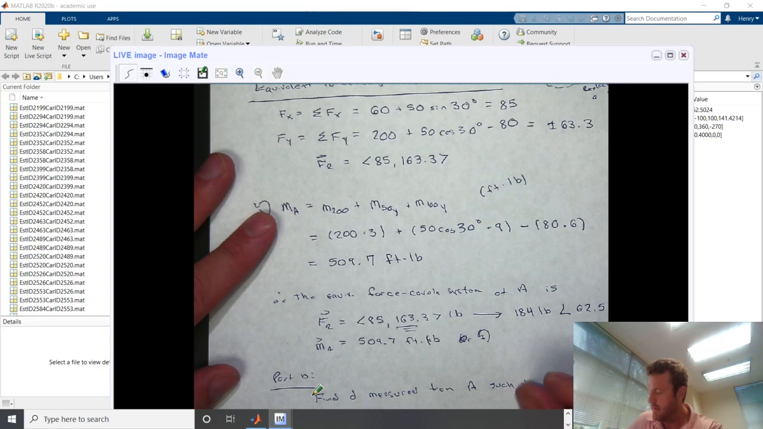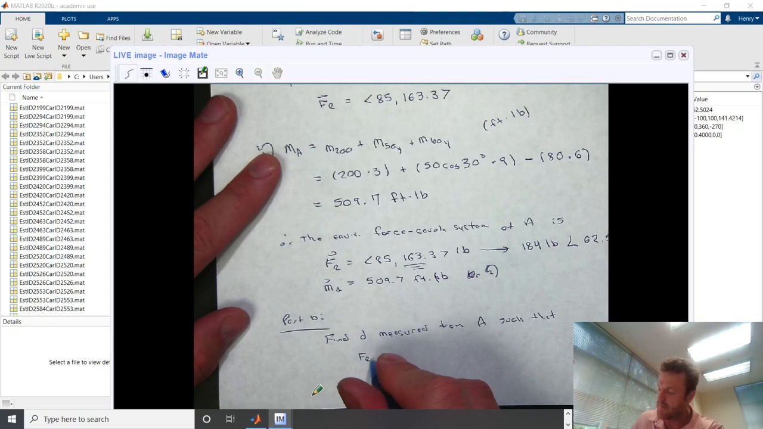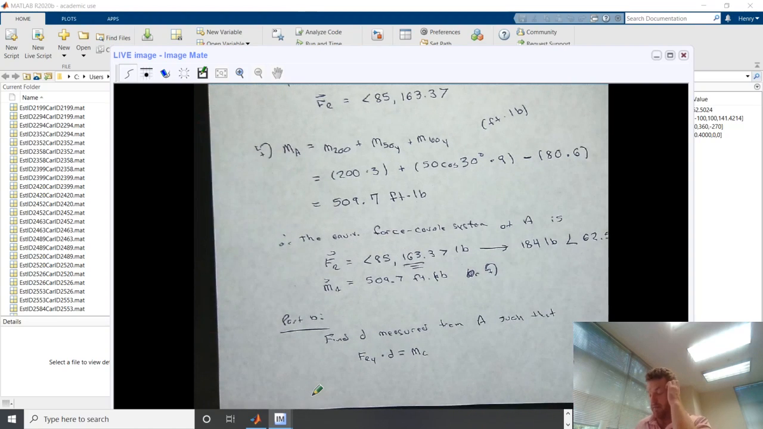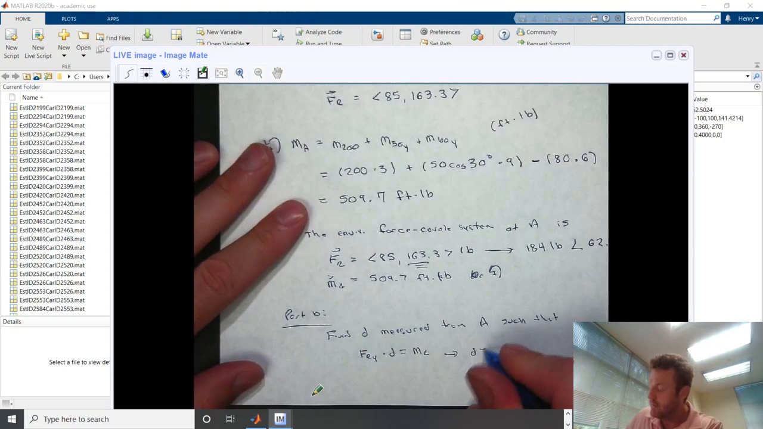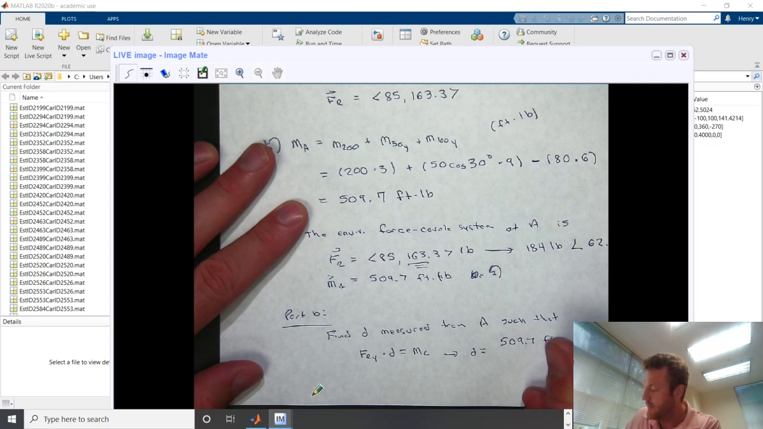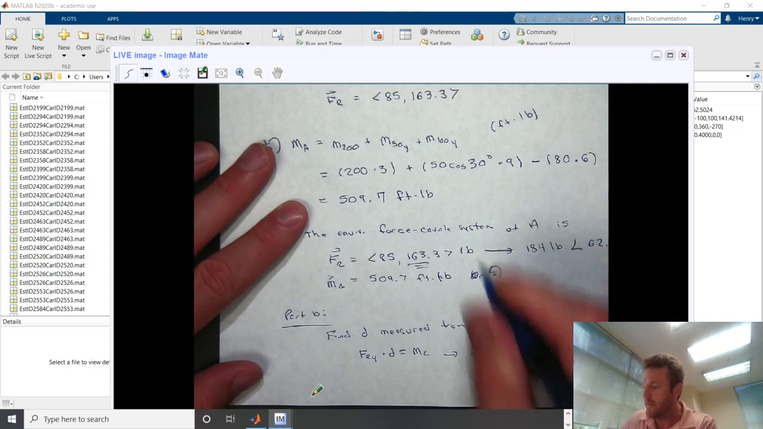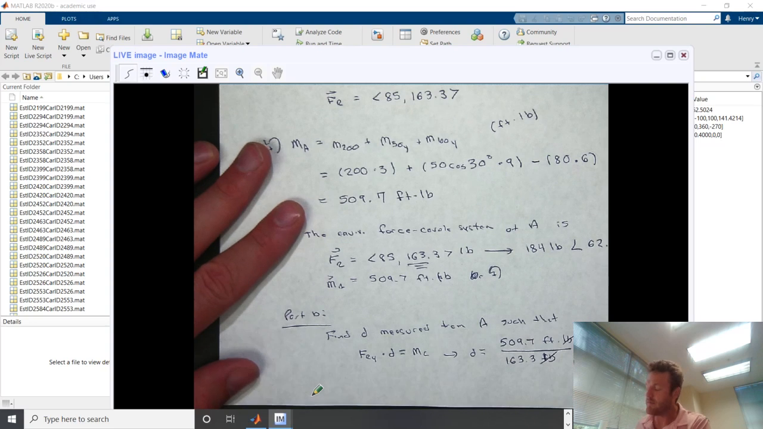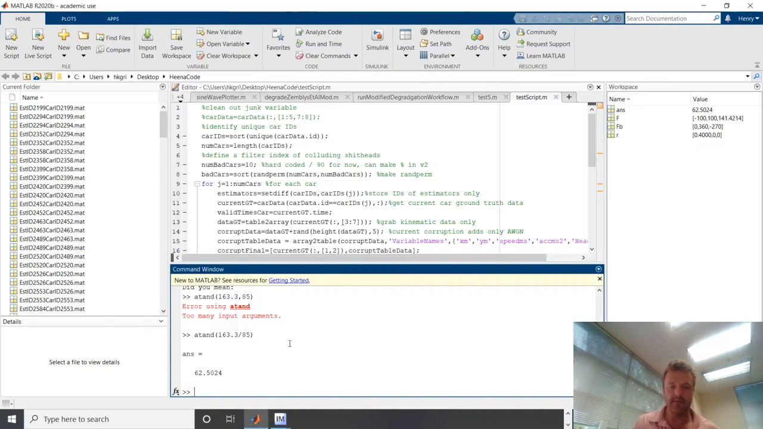such that the y component of the resultant force times D equals the magnitude of that couple that we just computed. So in this case, D will be nothing more than the magnitude of the couple, which is 509.7 foot-pounds, divided by the y component of that force, which we determined to be 163.3 pounds. So those units of pounds will cancel. And if I take 509.7 divided by 163.3, I would get 3.12.